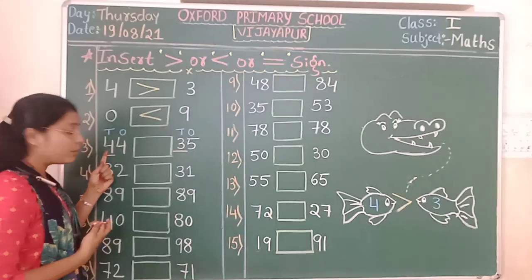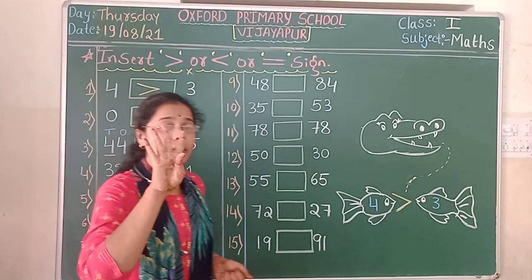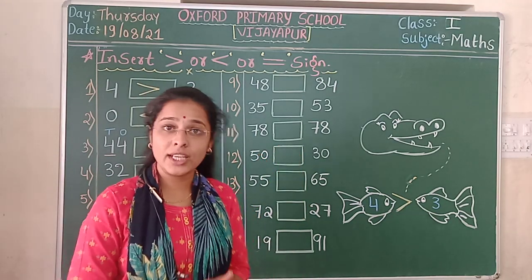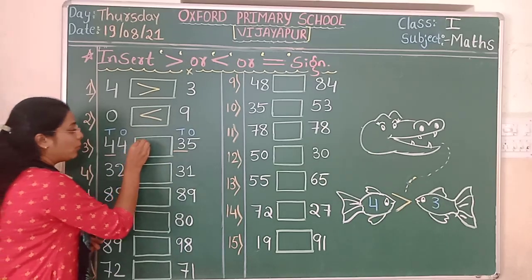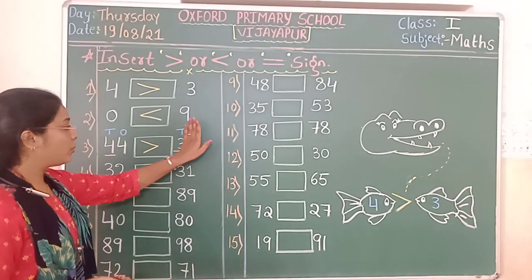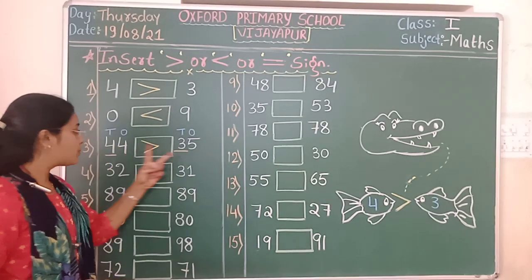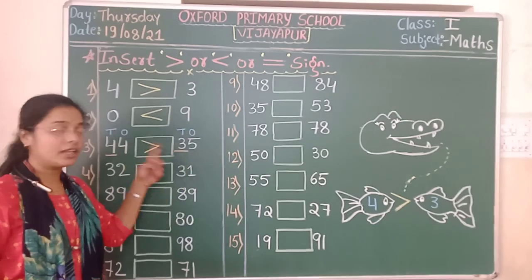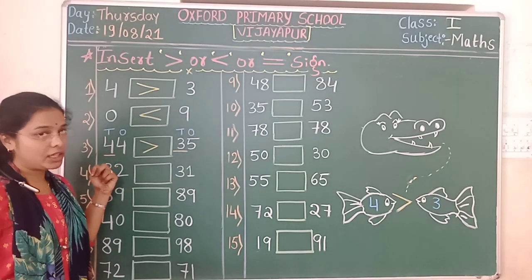the number. Either number 4 is bigger or 3 is bigger? Number 4 is bigger. Now the crocodile, what will he do? He will come and open his mouth towards the number 4. We are not going to bother about the ones place now. Just we have to observe the bigger place. Either 4 is bigger or 3 is bigger. Number 4 is bigger. So the mouth is open towards the number 4 here.